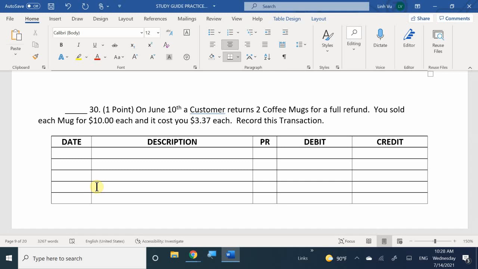Good. Question 30 says on June 10, a customer returns 2 of those coffee mugs for a full refund. You sold each coffee mug for $10 each, and it cost you $3.37 each. Record this transaction. This is another question that's linked to the prior one, but you have all the information that you need.